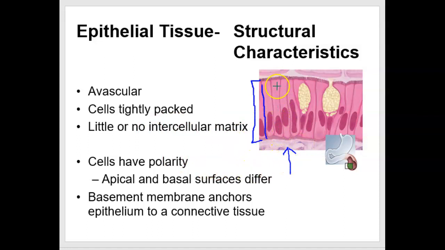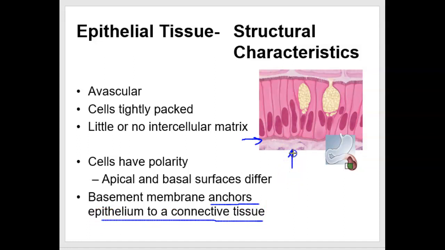There are no blood vessels running in between cells or across cells. There are no blood vessels at all in epithelial tissue, so we say that it is avascular. And because the cells are tightly packed close together, there's no matrix in between them, meaning there's no intercellular material. And finally, this dark layer that you can see at the very base of the tissue is called the basement membrane. The basement membrane anchors all epithelial tissue to a connective tissue that underlies it.